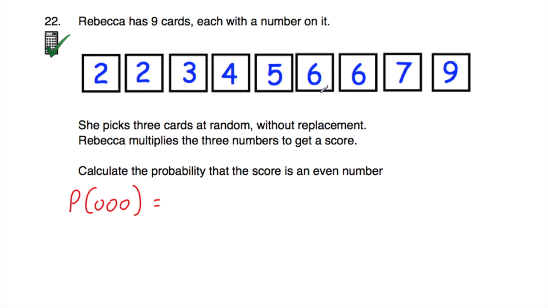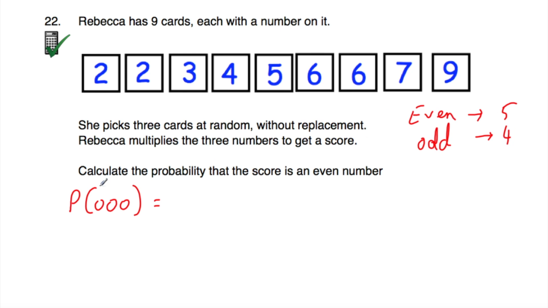Okay, so let's have a look at the cards. Let's count how many cards are even and how many cards are odd. So in terms of even, let's see how many even cards there are. There's 1, 2, 3, 4, 5. There's 5 even numbers. And in terms of the odd numbers, there's 1, 2, 3, 4. So that's 4 odd numbers.